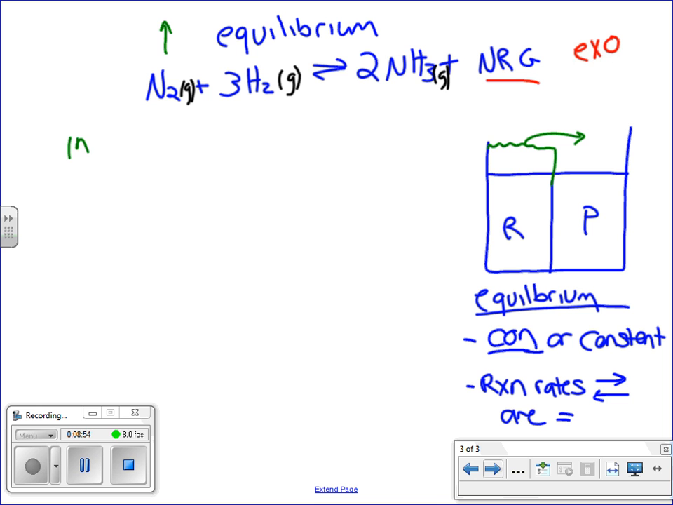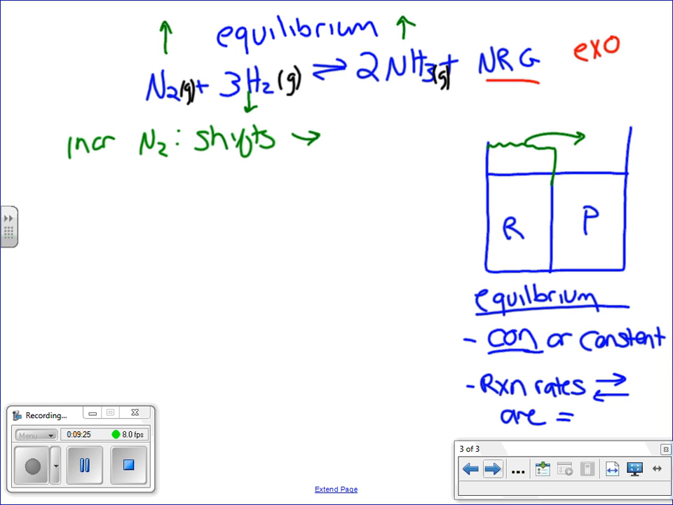So if I increase N2, it shifts to the right, shifts to the products. Now, that means that my amount of NH3 is going to increase, and that means that my amount of H2 is going to decrease, okay? H2 is getting used up to produce more of the product. It's also going to get hotter, but you won't be asked about that, okay?